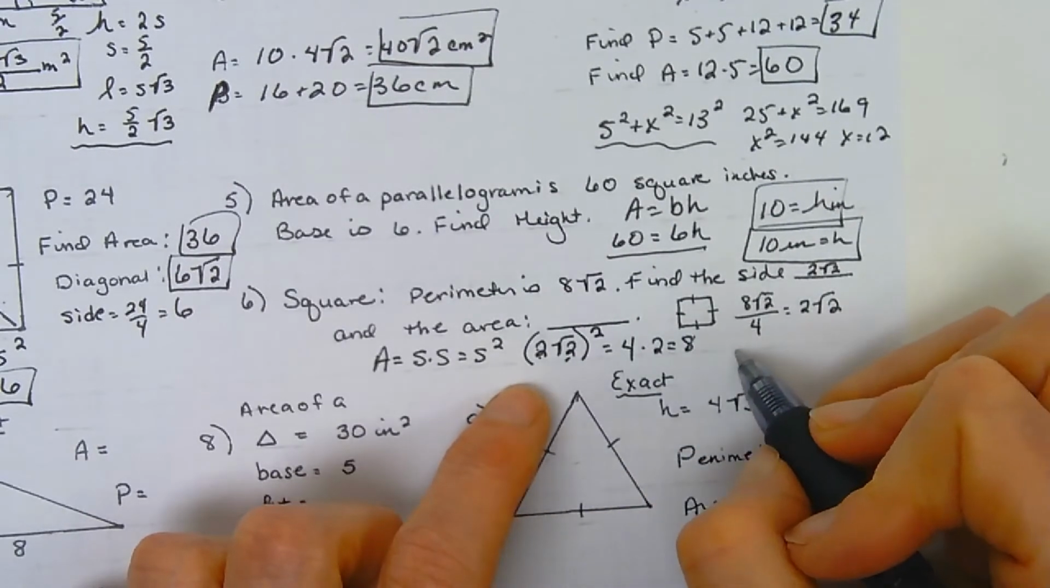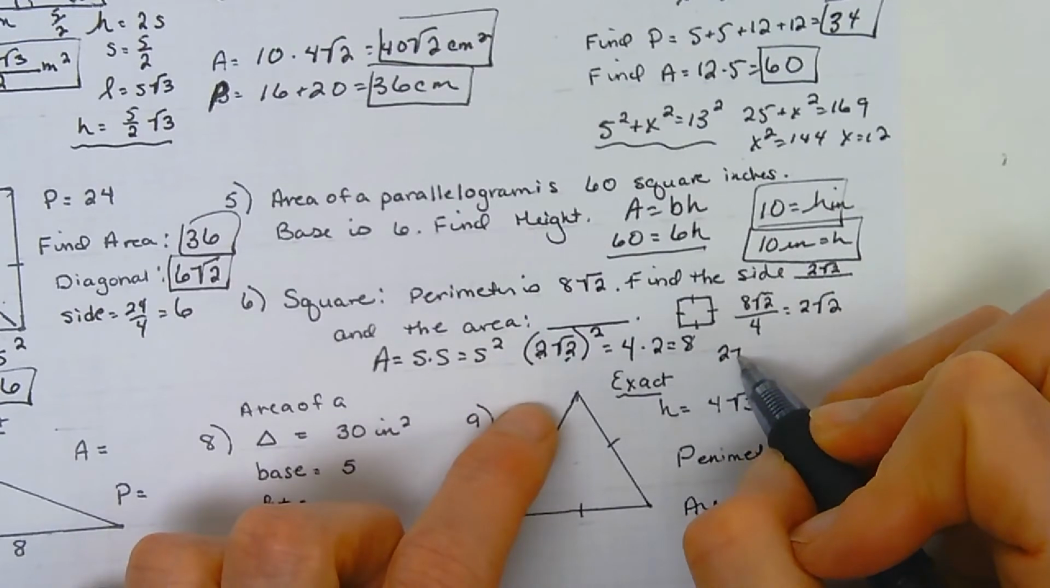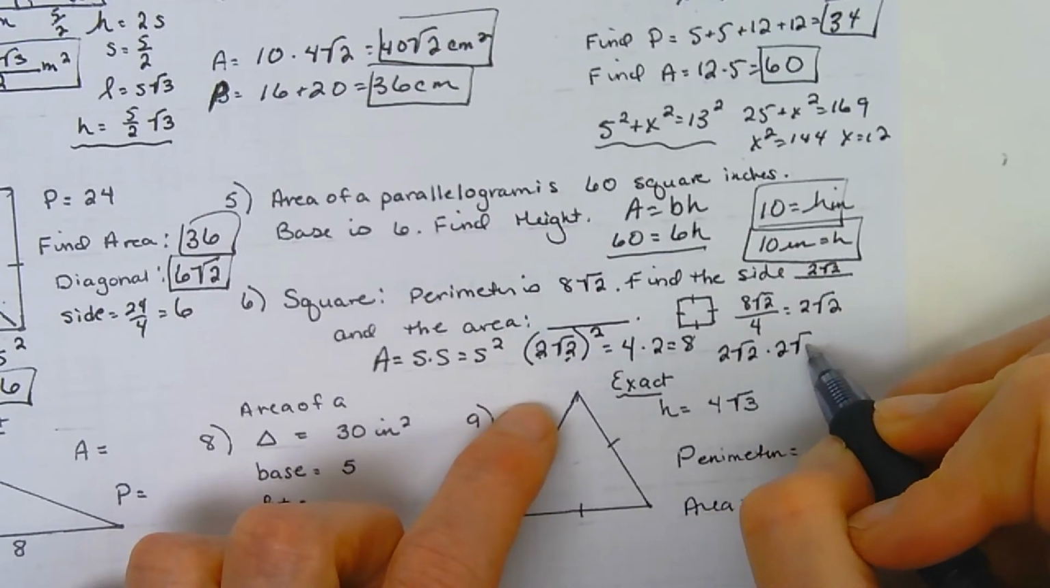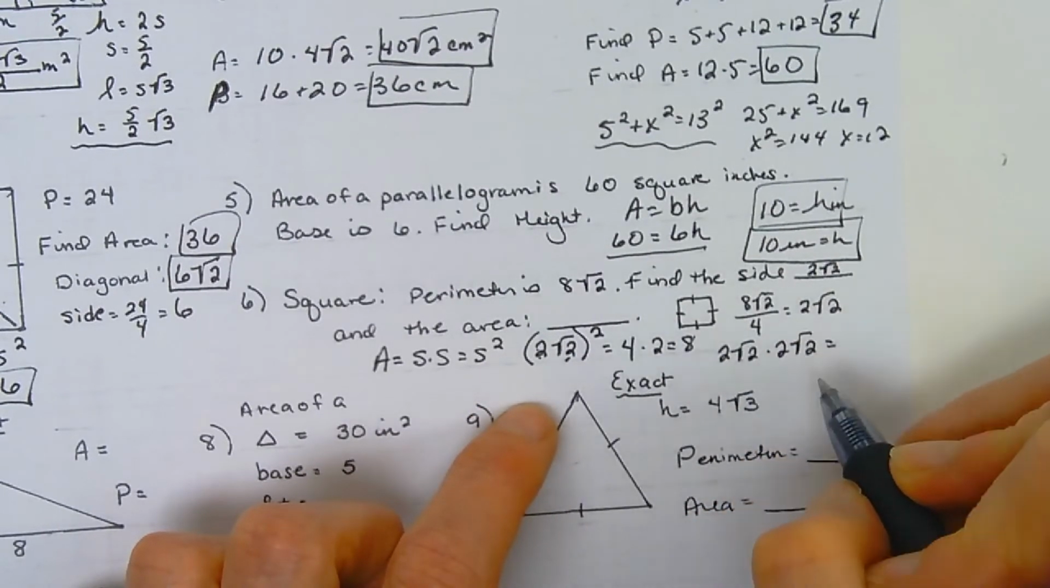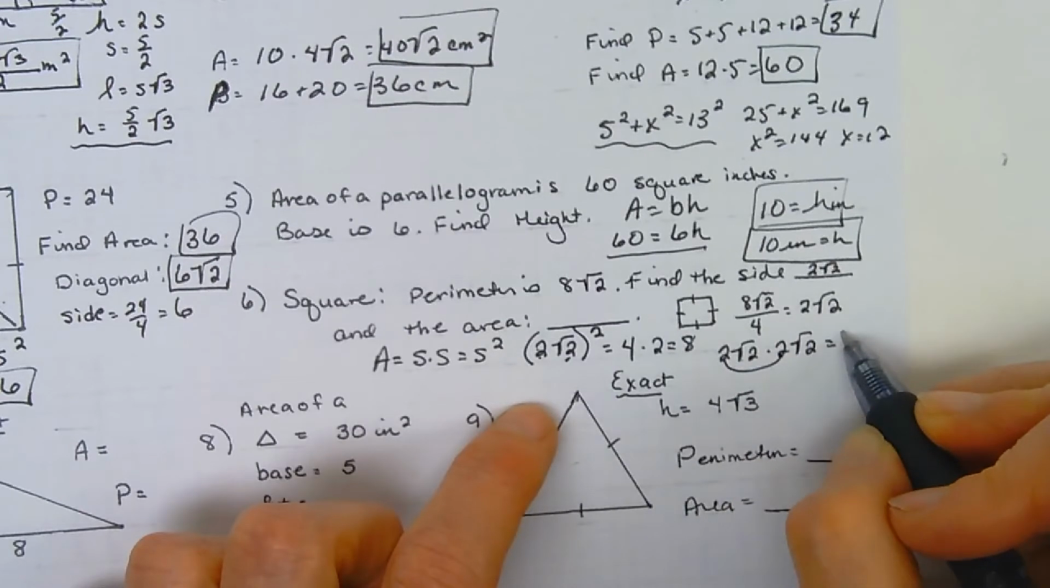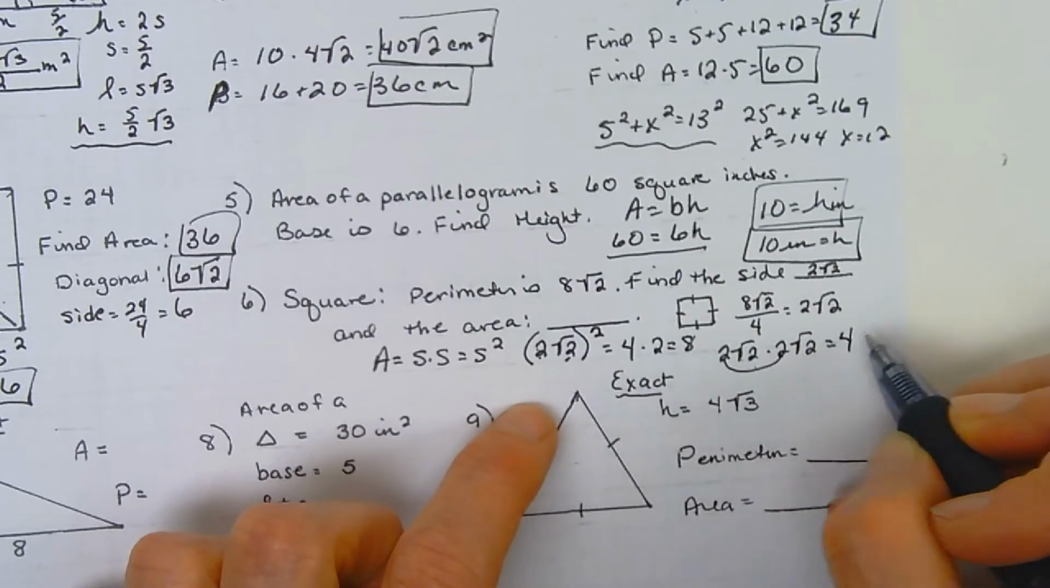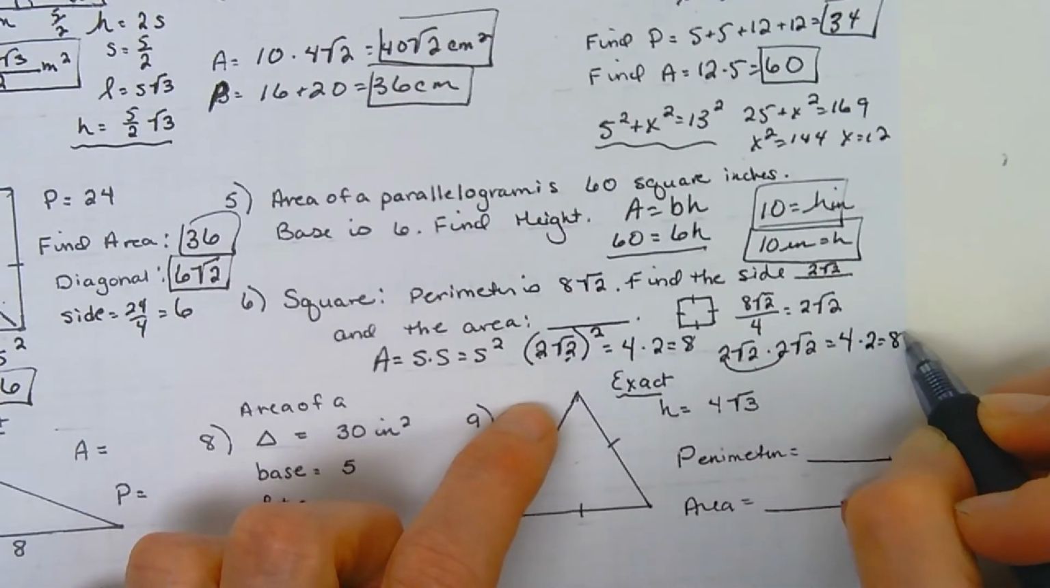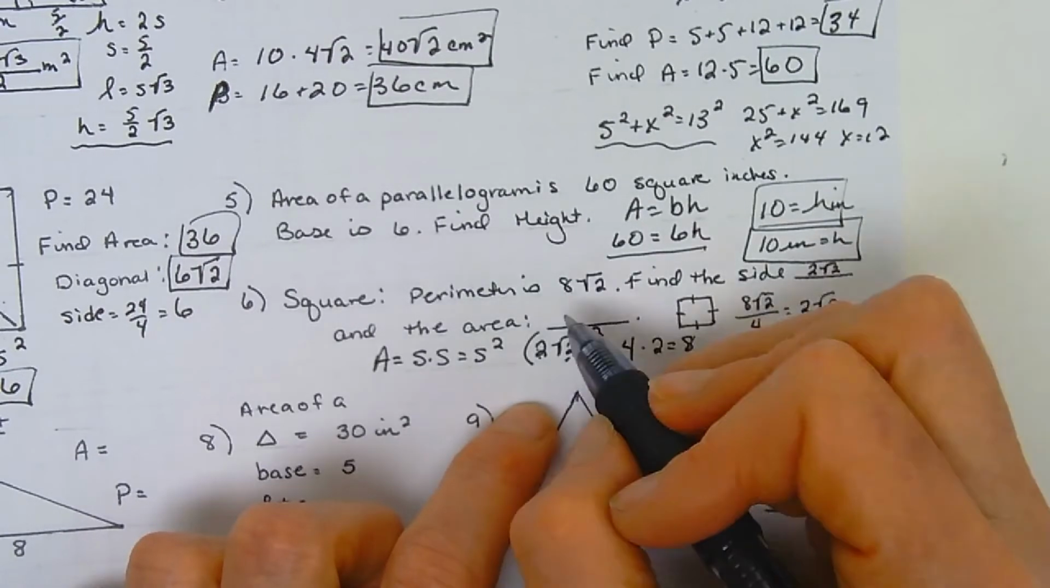Or if it helps, you can write it out. 2 square roots of 2 times 2 square roots of 2, side times side. Then you multiply 2 times 2 is 4, and the square root of 2 times the square root of 2 is 2, so I get 4 times 2 is equal to 8. So the area is 8.